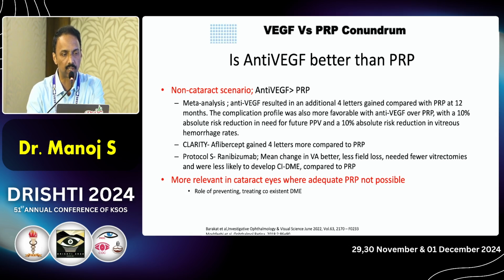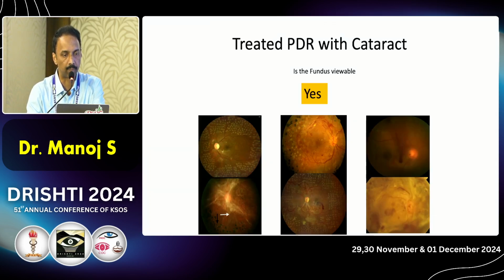Now, the question is, is anti-VEGF better than PRP in these situations? The answer may be yes, because even in the non-cataract scenarios, the supremacy of anti-VEGF has been established. So this may be more relevant in cataract eyes because adequate PRP is not possible in these eyes. So definitely anti-VEGF scores over PRP.